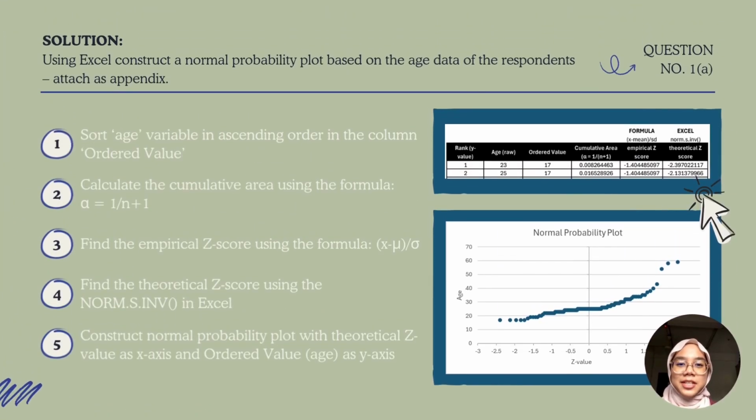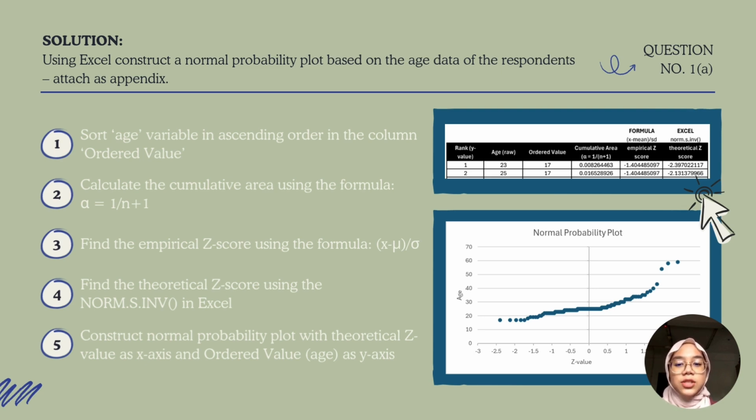Hi, my name is Ning Ersha Ilya with the matrix number 22002626, and I'll be covering the first part of the question, which is 1A. The question asks us to construct a normal probability plot based on the dataset that was given to our group, which is dataset 7. There are 5 steps that can be taken to answer this question.